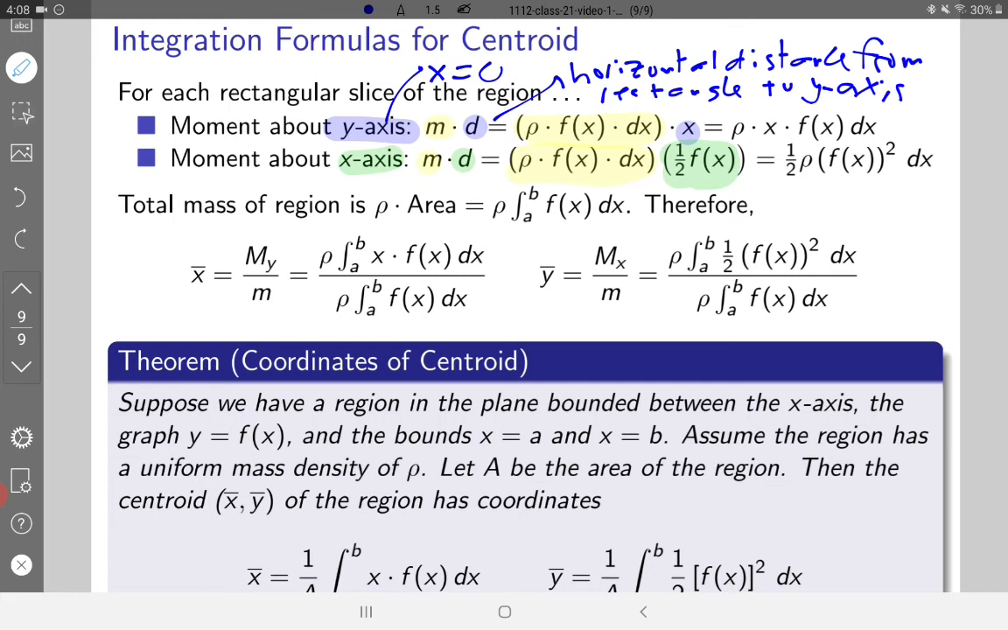The only other thing I need is this little m, the total mass of the region, which is, as I said before, density times area. And what is the area of the region if not the integral of the function f itself between x equals a and x equals b? That's where you see this stuff written in the denominators of these expressions.